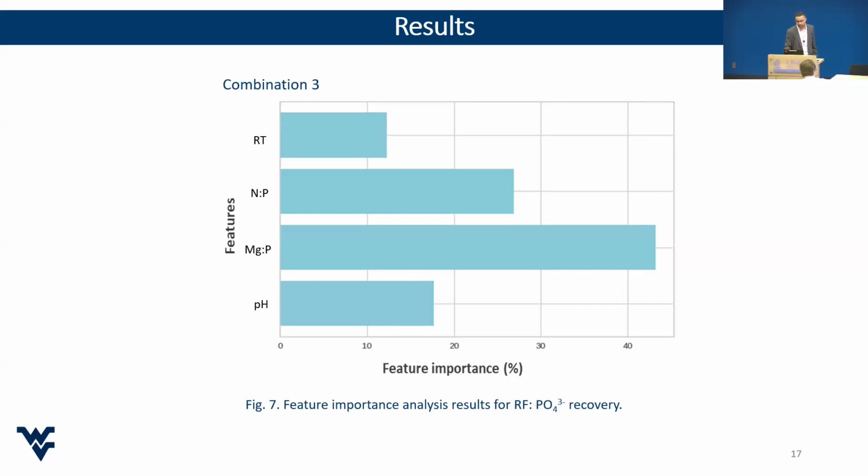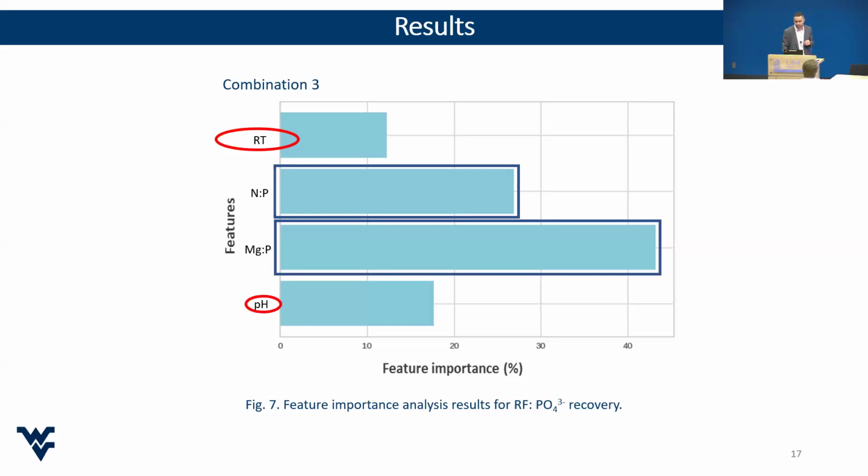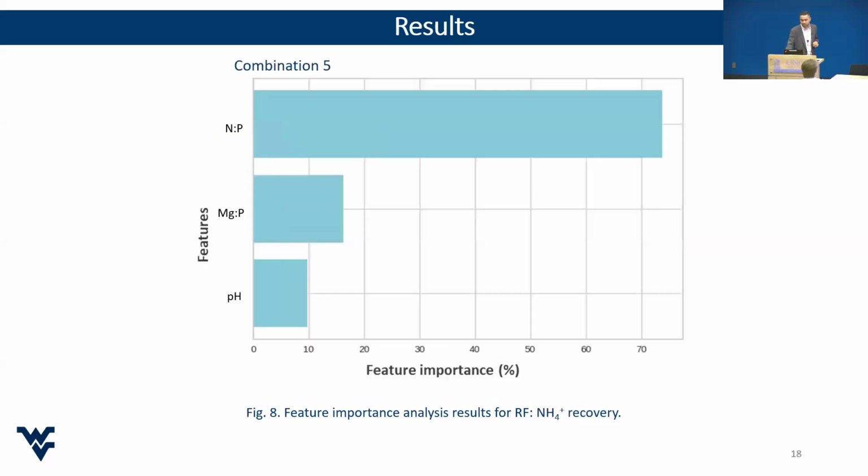So we can see for combination 3, the molar ratio of MgB was the most influential factor that affects the output, followed by the molar ratio of nitrogen to phosphorus. And we can see the reaction temperature and pH have less contribution to the output model. This is for combination 5.